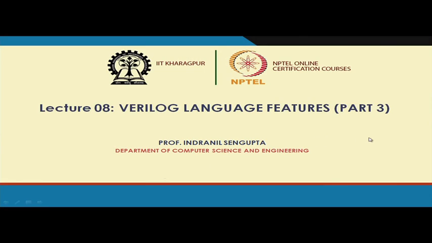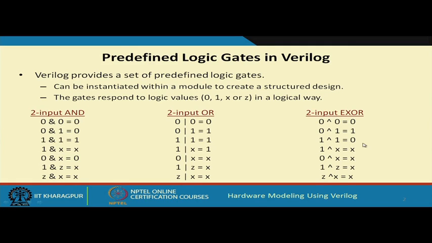So, in earlier lectures we have seen some examples where we have tried to illustrate some structural design constructs by using instantiation of gates. In the present lecture we shall first see what are the various types of gates that are available as part of the Verilog language, which you can directly use and instantiate in our design. So, this is the title of our lecture, and we start with a discussion on predefined logic gates in Verilog.